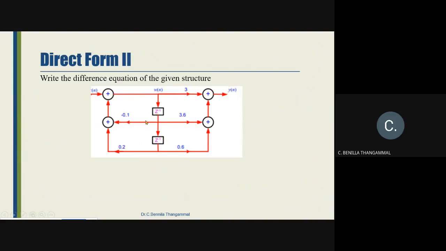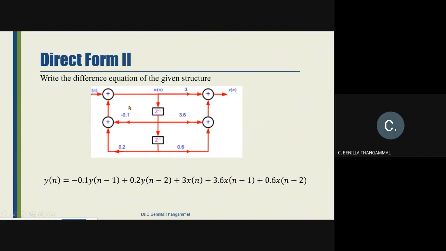So your y of n will be equal to minus 0.1 y of n minus 1, this side will be your output, plus 0.2 y of n minus 2, plus 3 into x of n plus 3 into x of n minus 1 plus 0.6 into x of n minus 2. So this is how we write the equations directly. So remember, in direct form 2, this side belongs to your input and this side belongs to your output. So that is a reverse.